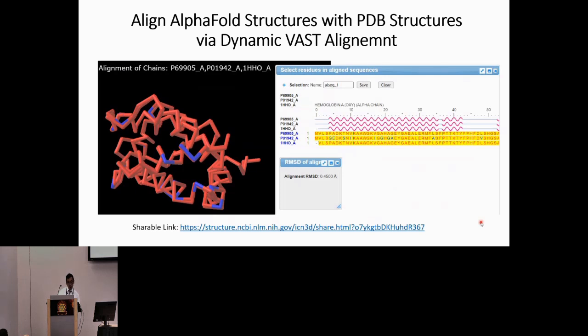So here shows one example, I think Aaron showed this, the VAST alignment of one PDB structure with two AlphaFold structures. So the left part is done by VAST alignment, and the right part shows the sequence mapping based on the structure alignment.